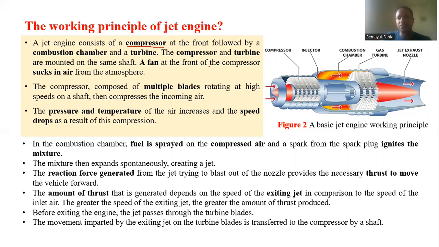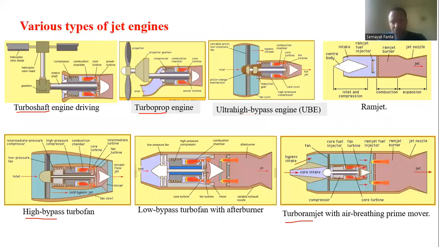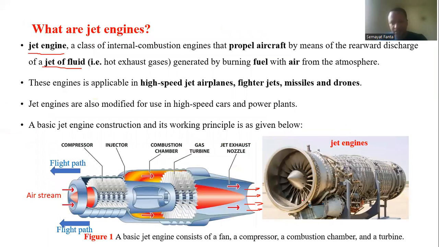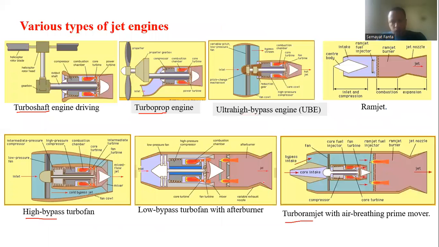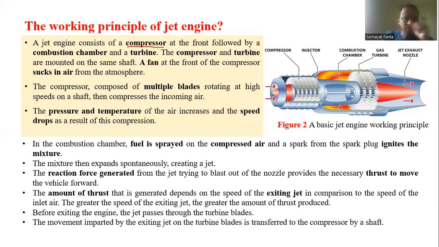A fan at the front, there are fans here. It is not visible here, but the fan is there. We can see it from the previous picture. Yes, these are fans here. A fan at the front of the compressor sucks air from the atmosphere. So massive amounts of air from the atmosphere will be sucked into the compressor using the fans.